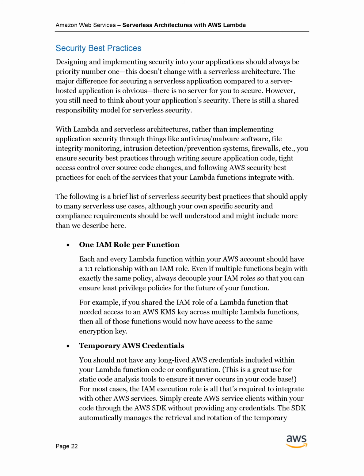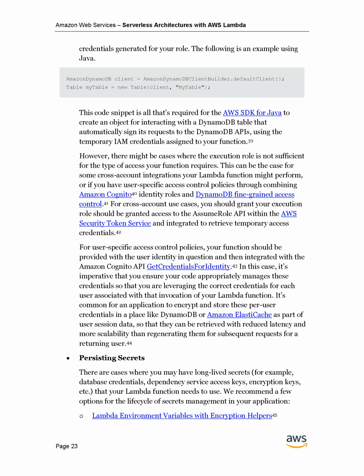Temporary AWS credentials. You should not have any long-lived AWS credentials included within your Lambda function code or configuration. This is a great use for static code analysis tools to ensure it never occurs in your code base. For most cases, the IAM execution role is all that's required to integrate with other AWS services. Simply create AWS service clients within your code through the AWS SDK without providing any credentials. The SDK automatically manages the retrieval and rotation of the temporary credentials generated for your role.